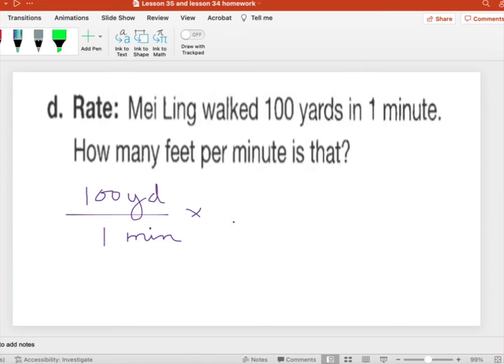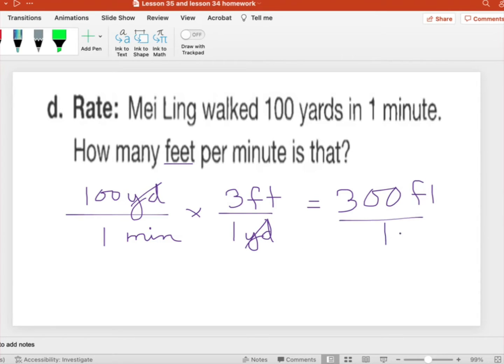Let's multiply. Now, I want yards on the bottom because I will want yards to cancel. And I'm wanting feet per minute. So I'm going to say how many feet are in a yard. So 3 feet is 1 yard. So now my yards will cancel yards. And 100 times 3 feet is 300 feet per 1 minute. And the answer is 300 feet per minute.